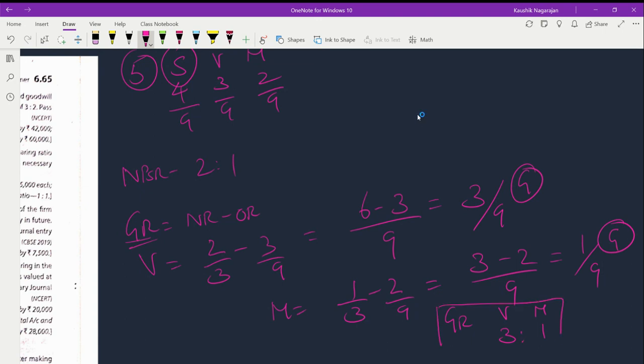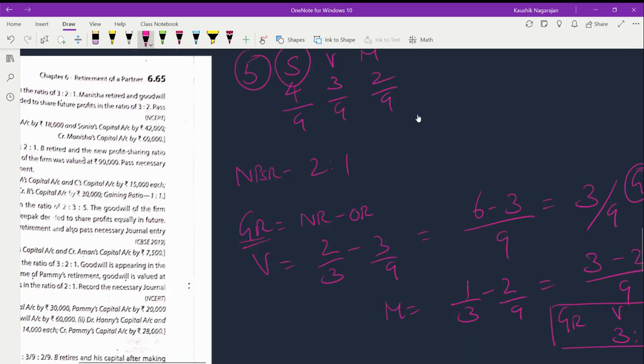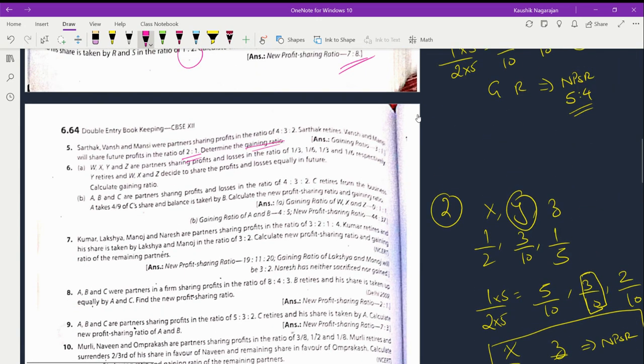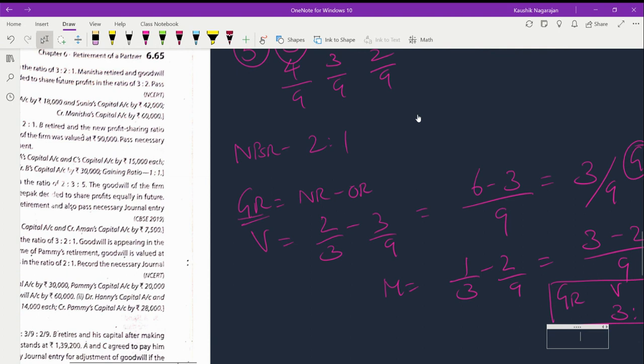Just check the problem whether the gaining ratio we got, 3 is to 1, is the same as what they have got. Are they the same? Is it 3 is to 1? Yes, it's 3 is to 1. So any doubt so far? Any doubt so far to anyone? Okay, if there is no doubt, then fine.